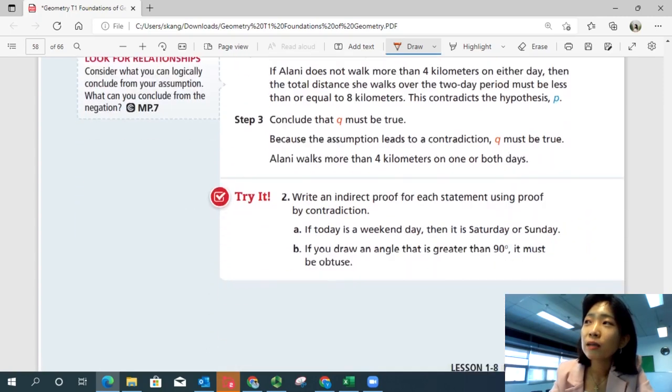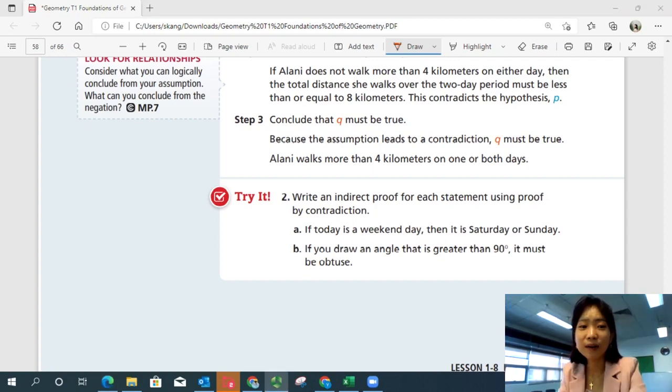Let's try number 2. Write an indirect proof for each statement using proof by contradiction. So try to write an indirect proof for each statement A and B. See if you can do it by yourself. Come back when you're ready for the answer. Okay, are you ready?